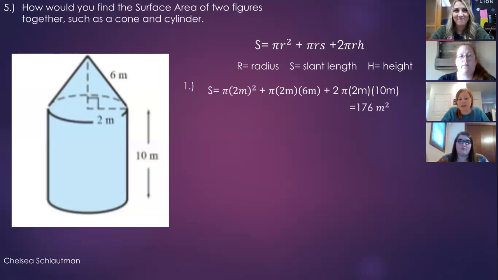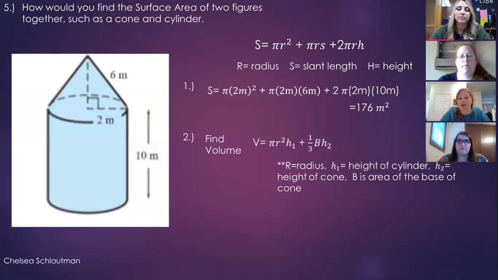So we'll have S equals pi times 2 meters, because the radius is 2. You see that there, the half of that circle is 2 meters, plus pi times the radius times that slant. The slant is 6, where you see the triangle slanting downwards, plus 2 pi times 2 meters times 10 meters. Once you plug all that into your calculator, you'll get 176 meters squared.